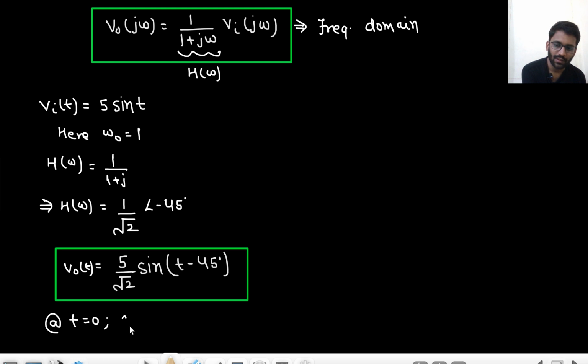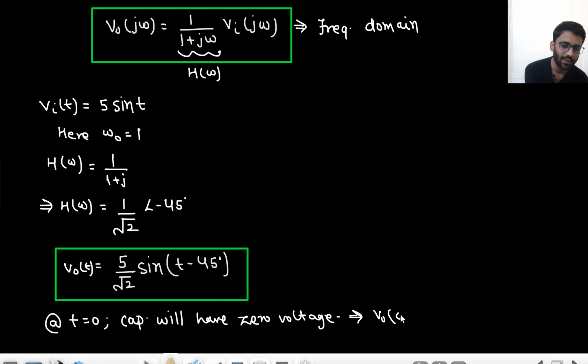At t equals 0, the capacitor will have 0 voltage, right? So you would want V naught at 0 plus to be equal to 0 volt. At t equals 0 plus, you would want your V naught to be 0.